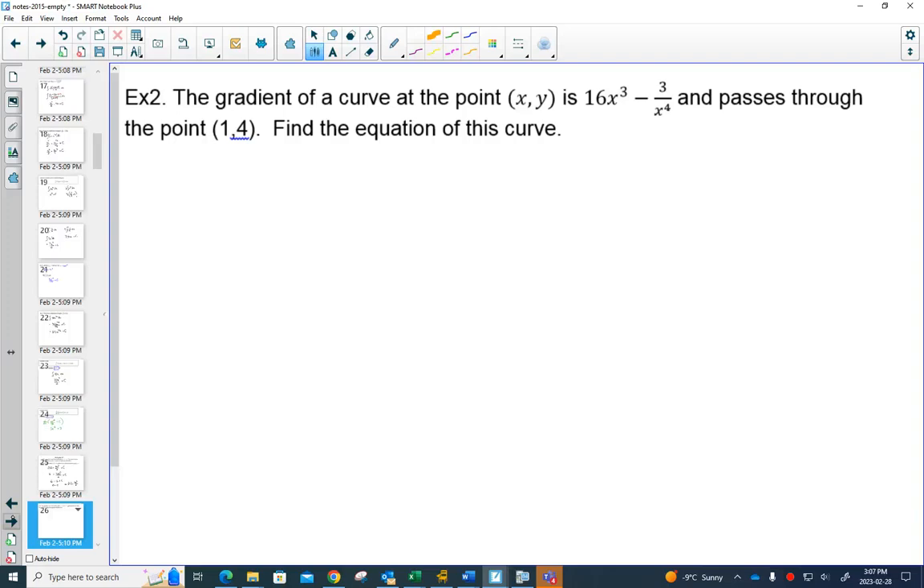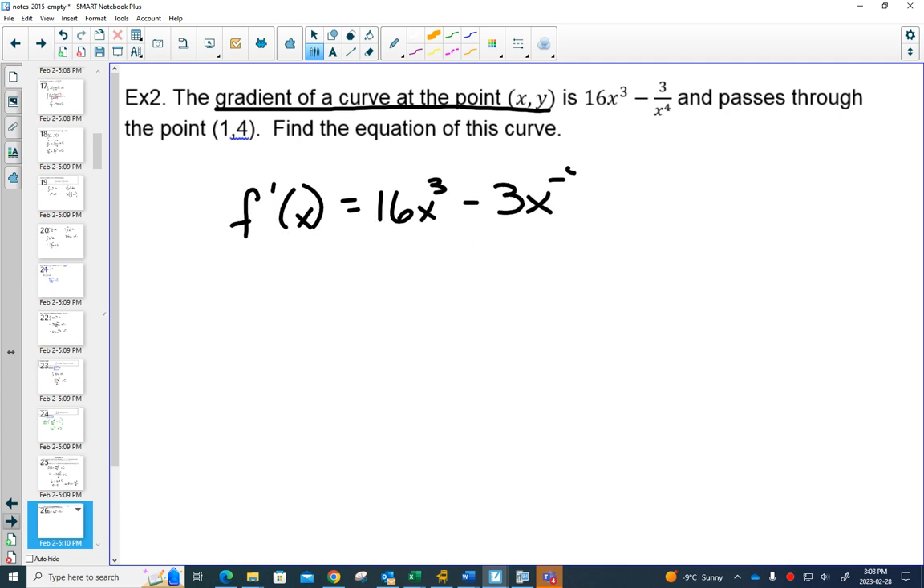So now what we have is just different ways of asking the same thing. The gradient of a curve at a point is another way of saying the slope at a point is the following equation. How do we find slope? That's your derivative. So now we know that our derivative is, if I write it this way, 16x cubed minus 3x to the minus 4. That would tell me my original function working backwards.